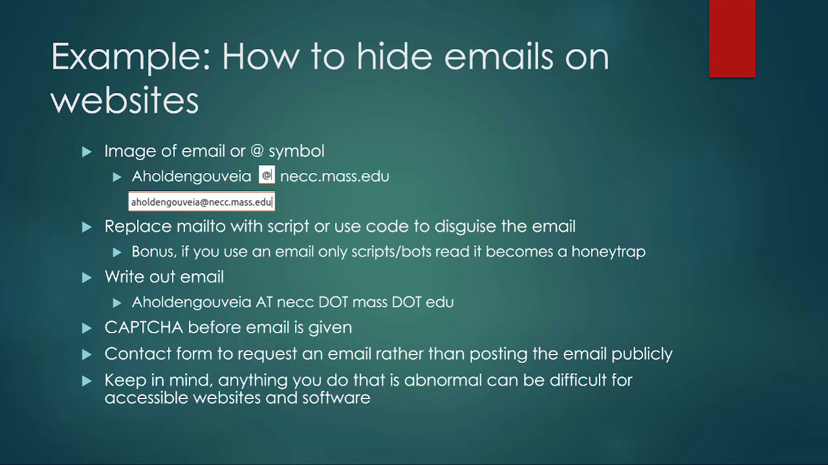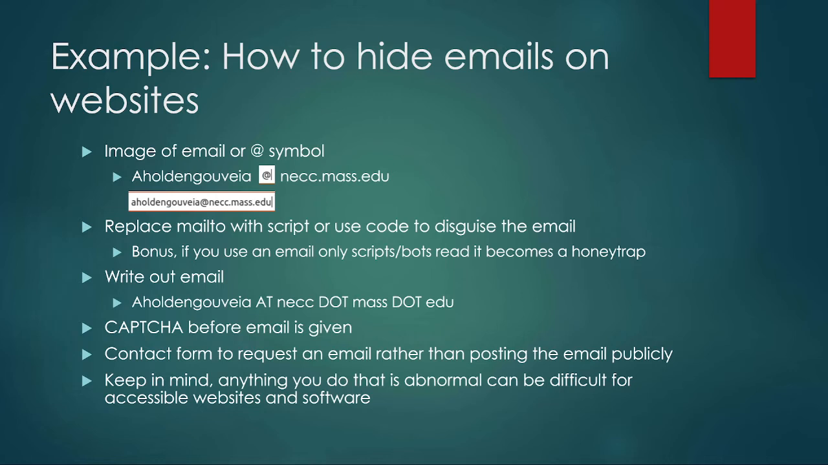Again, you need to keep in mind accessibility. Anytime you're doing anything that's a little abnormal, make sure you're checking it against things like screen readers so that a screen reader could still read out this email address. We can do things like replace the mailto script. So in websites, we will sometimes have a mailto, and we could use other ways of disguising the email for that mailto. We could also place an email under that mailto that is basically a junk email. If only scripts and bots can read that email address, it can actually make a really good honey trap because you know that the only way somebody's sending email is if somebody scraped your site.